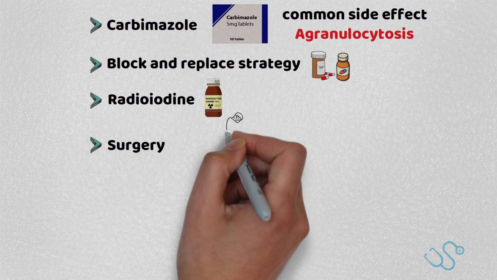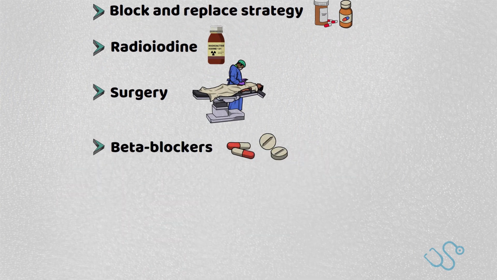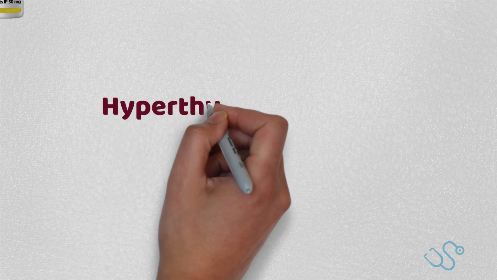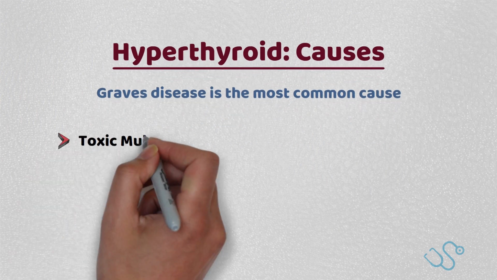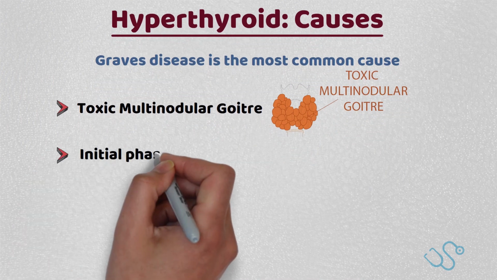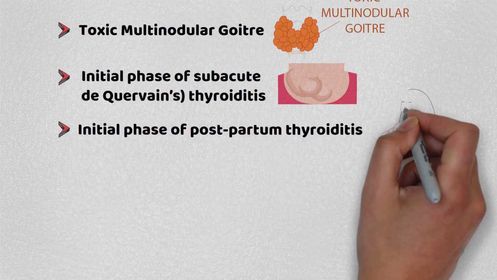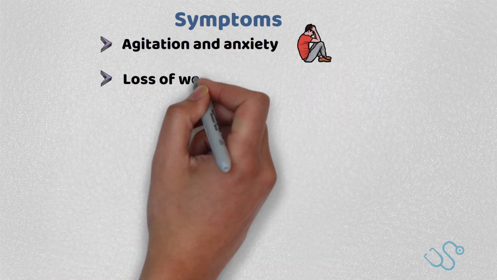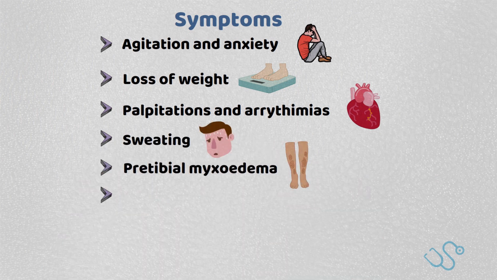Surgery in a thyroidectomy is often considered in a goiter that's causing anatomical issues, and beta blockers are often used for symptomatic control. Propylthiouracil is also considered, and is usually preferred in pregnant patients over carbimazole. Albeit Graves' disease is the most common cause of hyperthyroidism, it's worth being aware of other causes which include a toxic multinodular goiter, the initial phase of subacute or de Quervain's thyroiditis, the initial phase of postpartum thyroiditis, and amiodarone therapy. Common symptoms of hyperthyroidism, other than the ocular symptoms mentioned above, include anxiety and agitation, loss of weight, palpitations and arrhythmias, sweating, pretibial myxedema, and tremors.